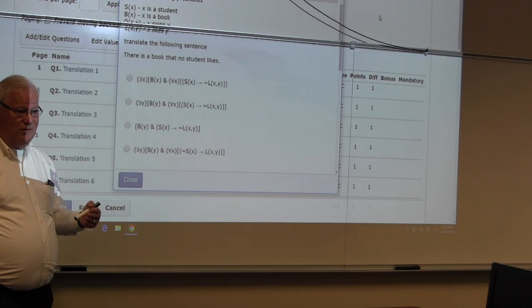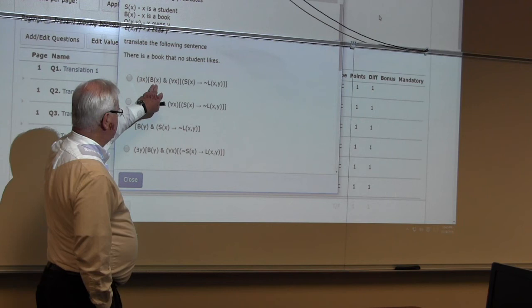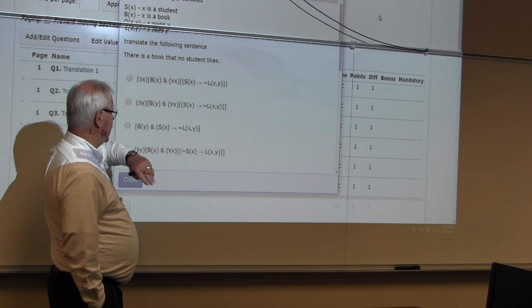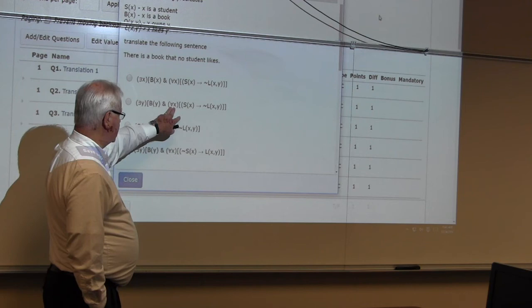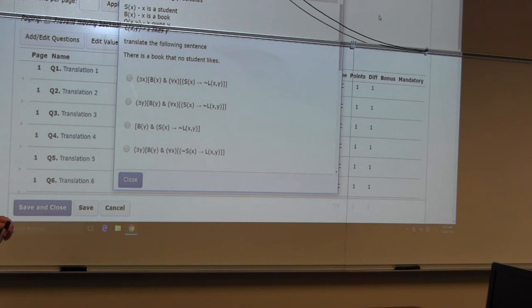Okay, all right. So let's see if we can figure out which one this would be. There exists an X where X is a book, and for all X where X, oops, that's doubling the X's again. There exists a Y where Y is a book, and for all X where X is a student, the student doesn't like it. Okay? There's a book that no student likes. That's reasonable, isn't it? But let's see if there's a better one.